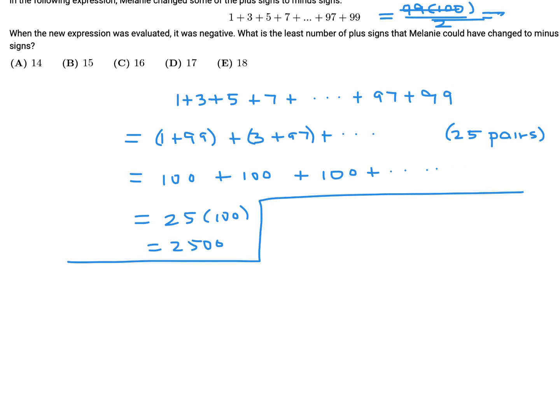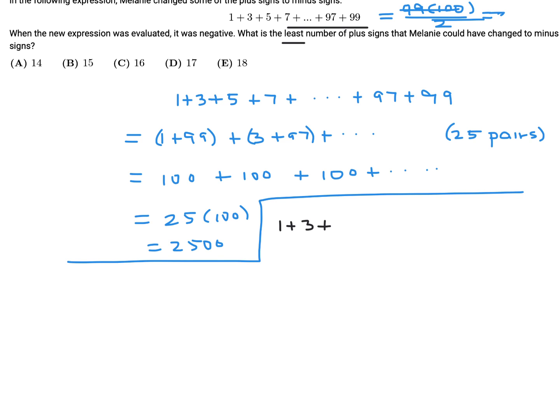Now, the second part is we have to somehow make it negative by changing a bunch of signs there. Interesting. Okay, and the key word there is least. So I want to do it in a way that I put the least number of plus signs that Melanie could have changed to minus. So basically what they're saying is the least number of negatives that I need to put. So I'm probably going to concentrate on the bigger numbers. I'm going to make those negatives. That way I don't have to put that many.